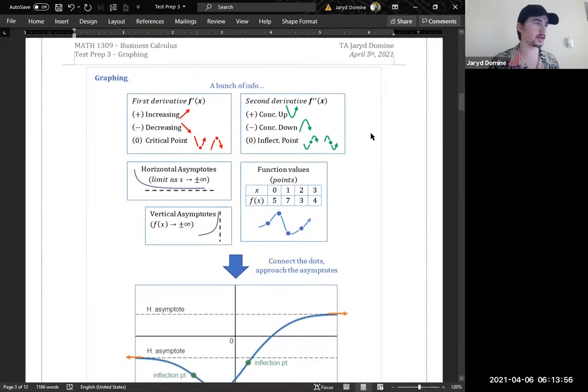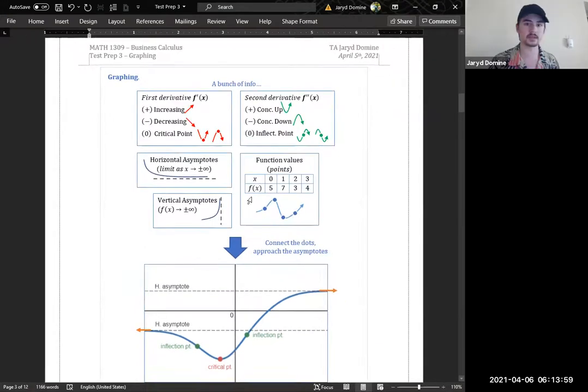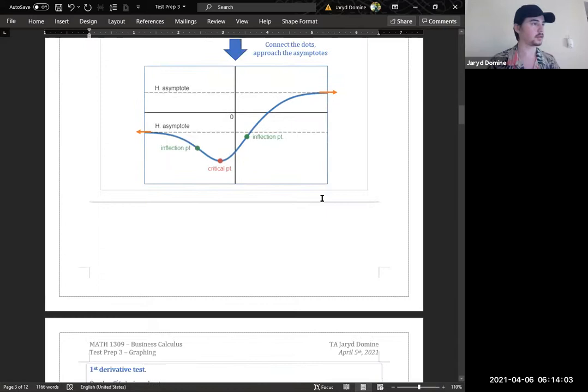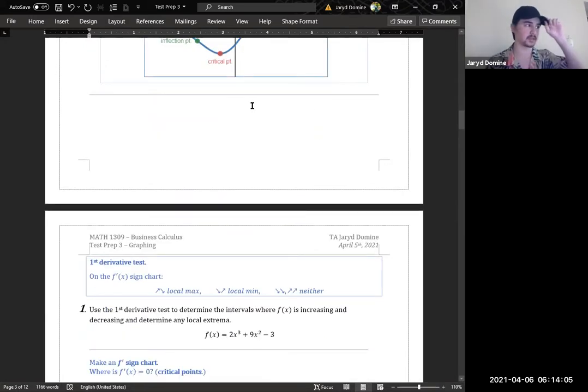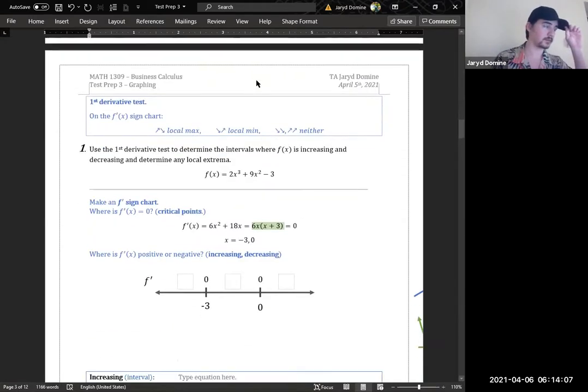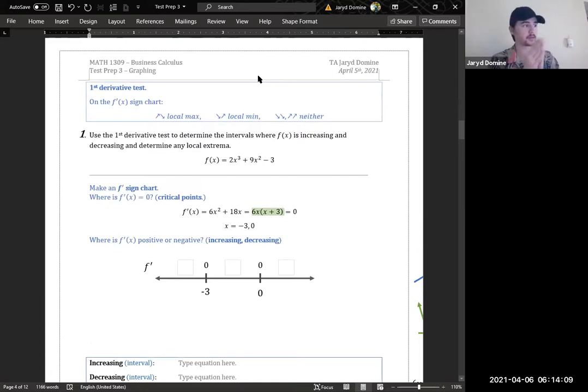Okay, graphing. I'll come back to this when we get to problem number 6. But this is just for reference. I'm going to send this out later. Okay, so I'm going to get started.